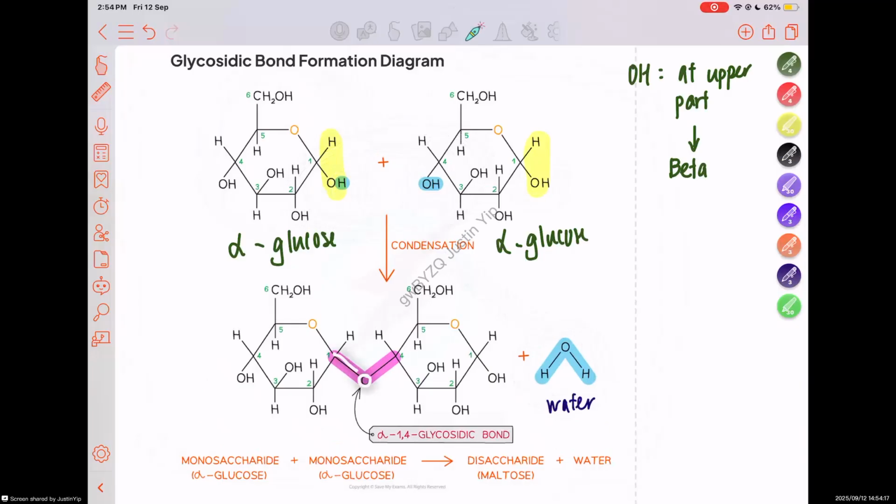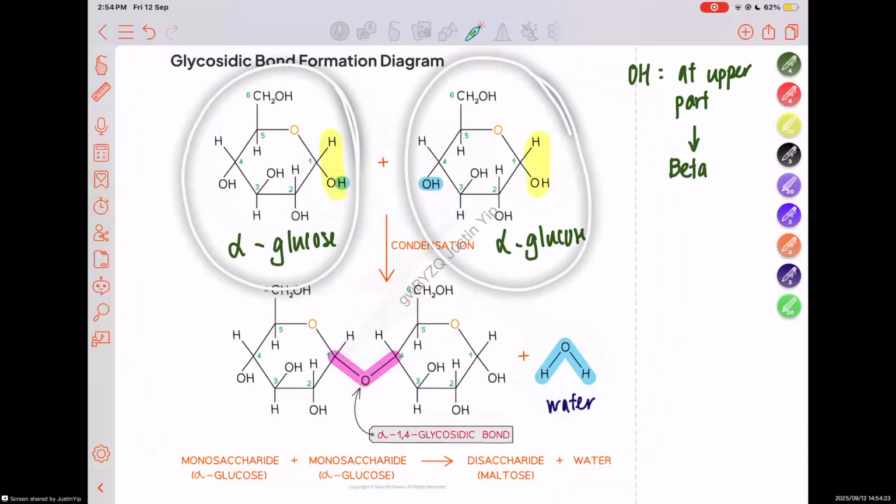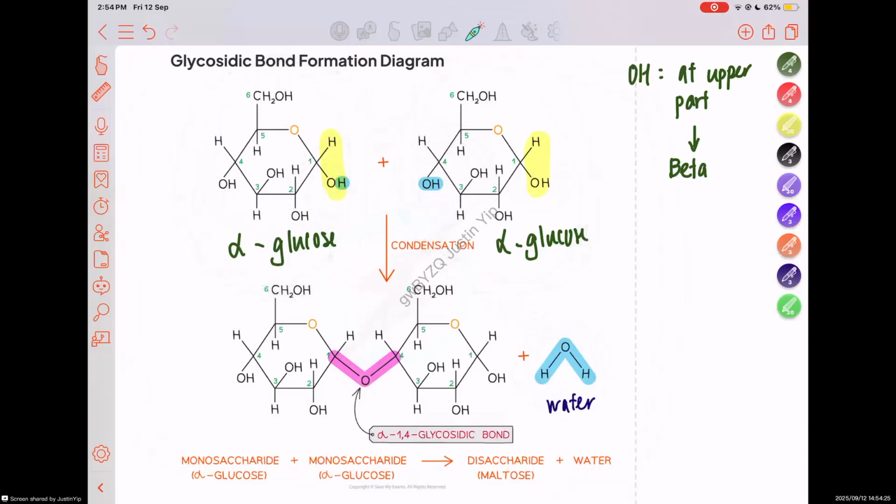So you see, you will get one O, oxygen, remaining here. And these two alpha glucose are being combined. So monosaccharide plus monosaccharide, I form a disaccharide, which is maltose, with water. And this bond, we have a name for it. So what is the name?